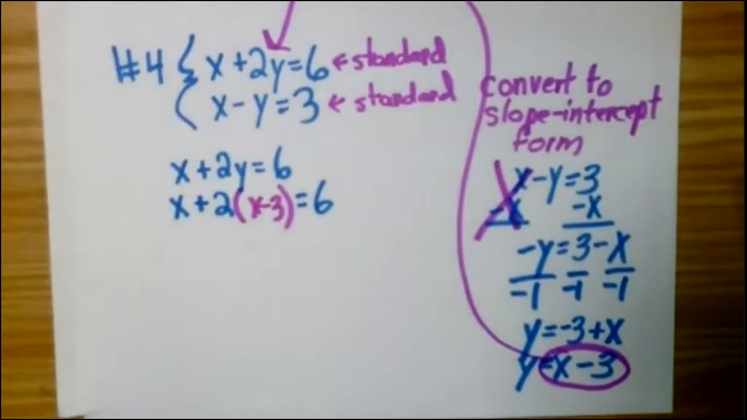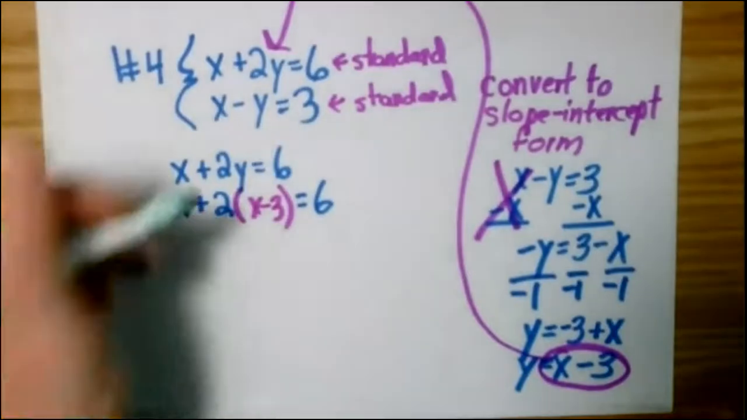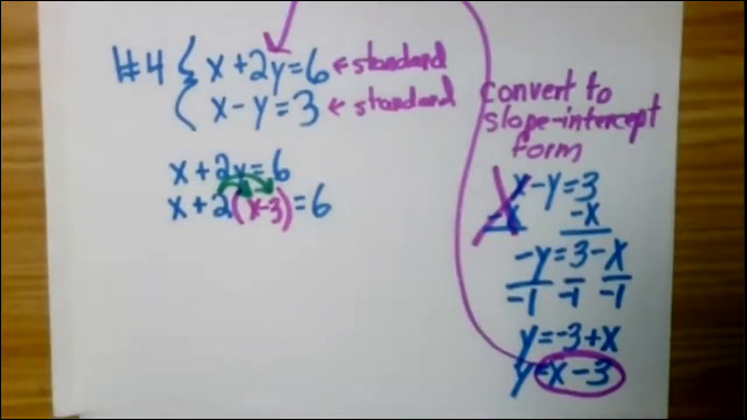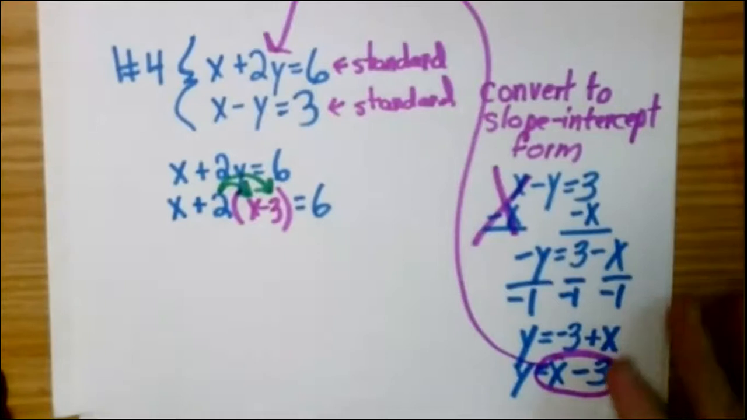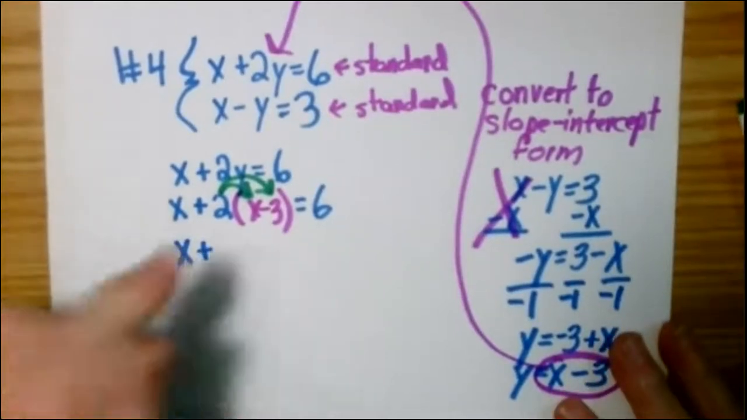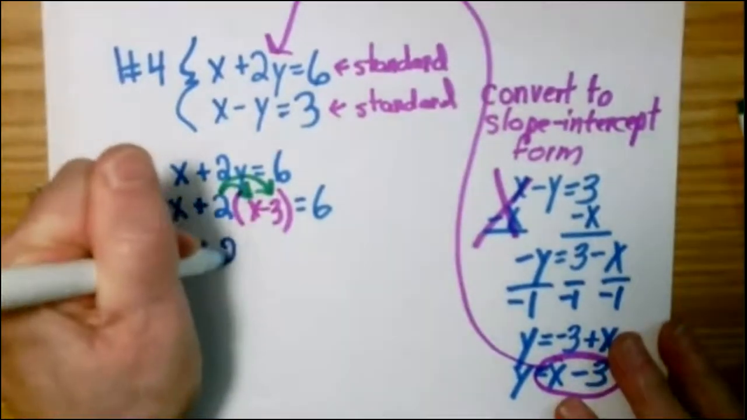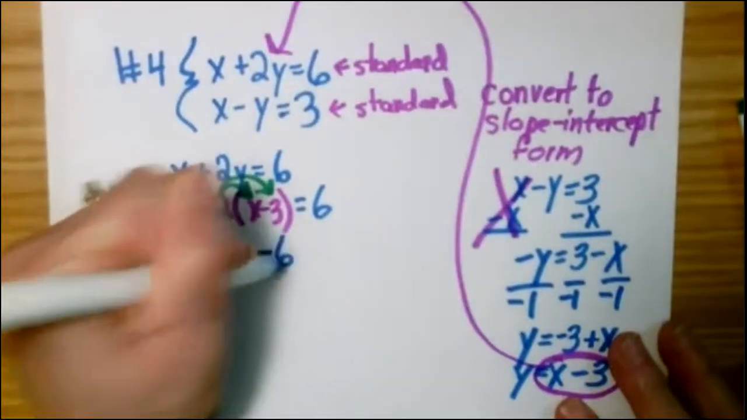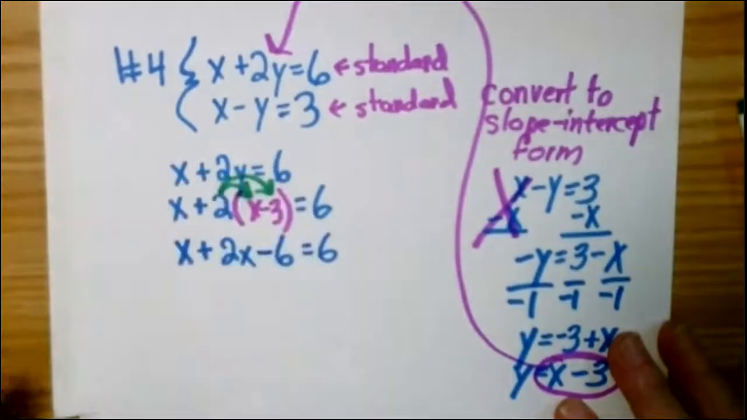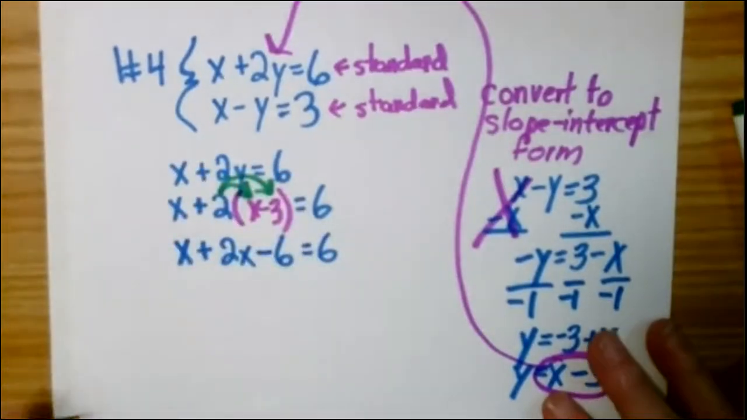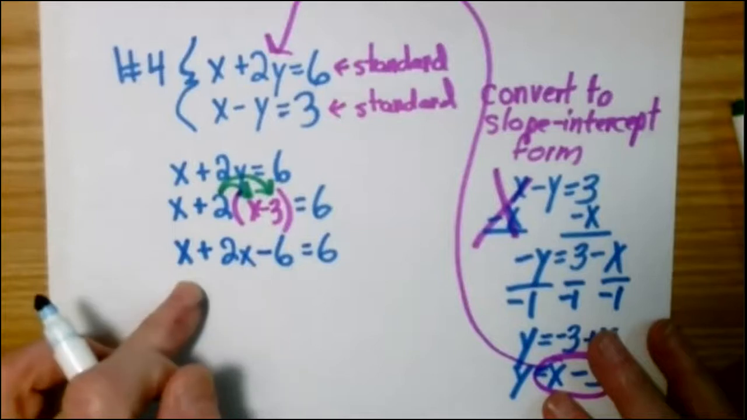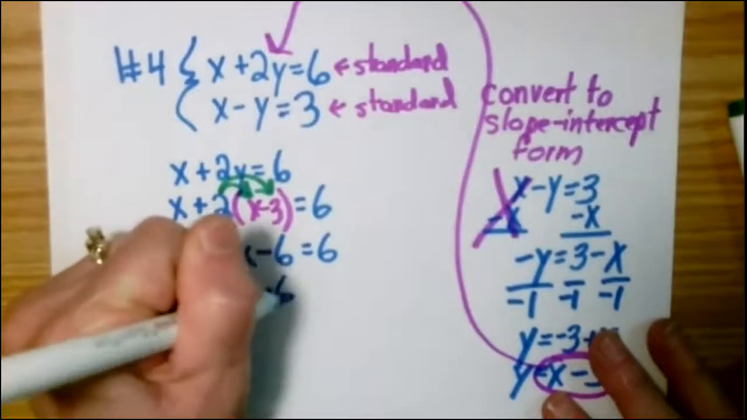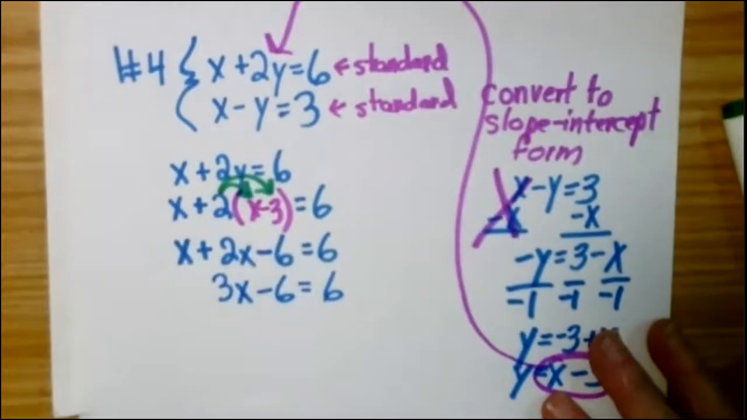First thing I need to do is the distributive property. I've got to multiply the 2 times the x and the 2 times the negative 3. Be careful when you're multiplying with negatives. Easy to make mistakes. So I have x plus 2 times x is 2x. 2 times negative 3 is negative 6, or minus 6, equals 6. Now we solve for x. Combine what we know that are the same. So this would be 1x plus 2x, 3x minus 6 equals 6.